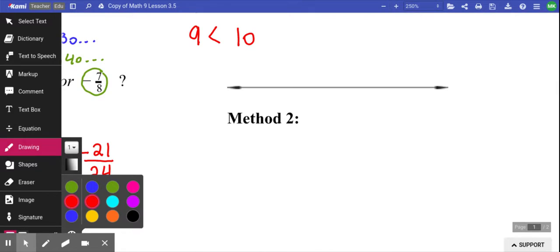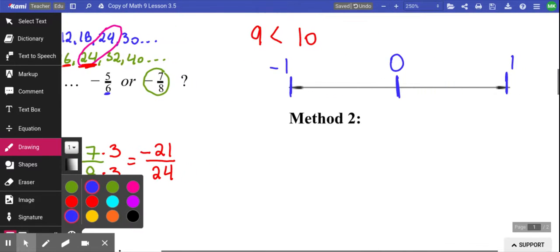So if I had a number line, let's have the number 0 in the middle, 1, negative. The greater number on a number line is always the number to the right. So if you were to place these two numbers on a number line, we have negative 20 and negative 21. I'm going to count back negative 20. It's going to be like there, negative 20 over 24. And then if I went another negative 1, I would have negative 21 over 24.